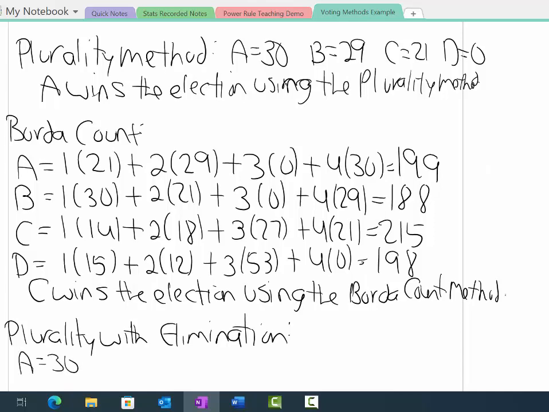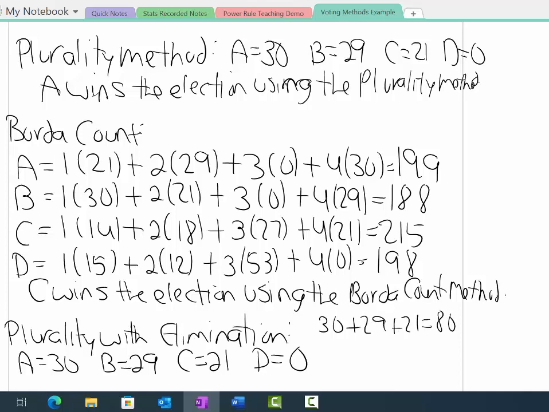That's still going to be 30. That's still going to be 29 for B. It's still C has 21 and D has 0. So keep in mind, 30 plus 29 plus 21, that's 80. So A has the most votes, but the problem is going to be this. Well, we've got 30 divided by 80. Well, that's equal to 0.375. Unfortunately for us, 0.375 is less than 5/10, so A has not won the majority.